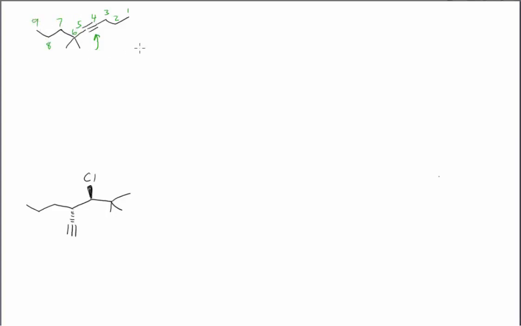And that gives us a nonyne. So instead of ane or ene, we use yne to denote that there is a triple bond present. And in this case, it's 4-nonyne. You may also use non-4-yne. That is the modern rules of IUPAC. I prefer this one, but again, I'll certainly accept that one because it falls within the new rules as dictated by IUPAC.